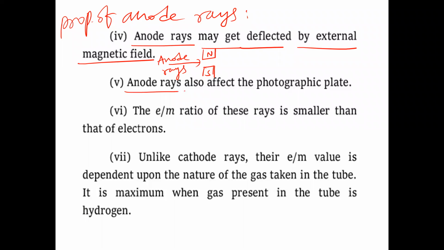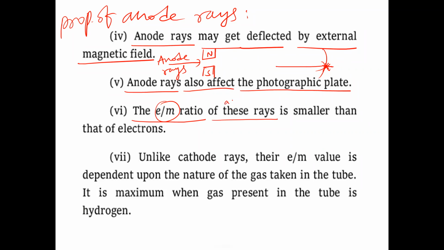Next, anode rays also affect the photographic plate. That means when anode rays fall on the photographic plate, we can see some scintillations. So, like cathode rays, anode rays also affect the photographic plate. Next, the charge by mass ratio. The e by m ratio is nothing but the charge of the particle divided by the mass of the particle. The e by m ratio, that is the charge to mass ratio of these rays.